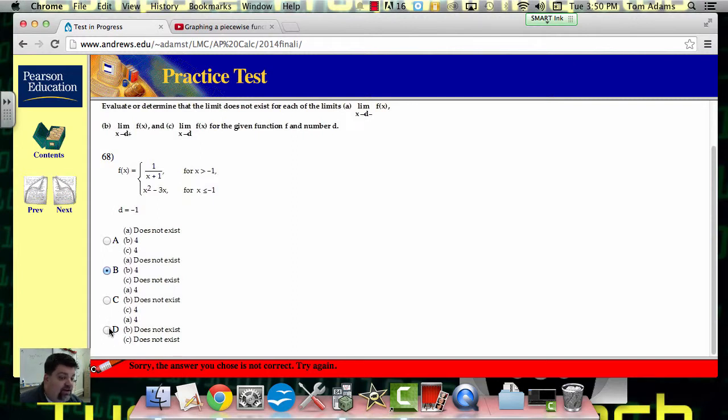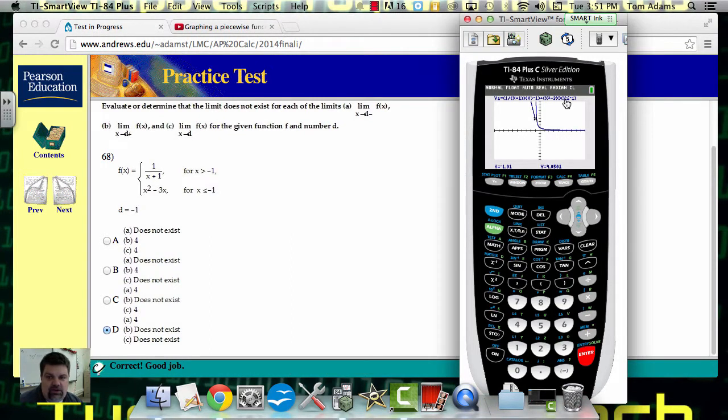Now, truthfully, we have enough information to solve this, right? In order for the two-sided limit to exist, A and B, the left-sided limit and the right-sided limit, have to equal the same. And so C is not the right answer either, because this is the limit from negative infinity, and this is the limit as we approach from positive infinity. They don't equal the same, so there's no way that there could be a limit of 4. So D is our correct answer, and let me just pull up the graph again to show you why.